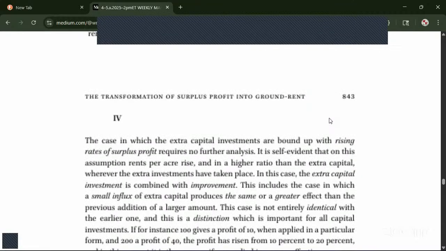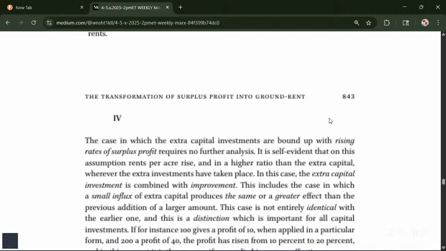4. The case in which the extra capital investments are bound up with rising rates of surplus profit requires no further analysis. It's self-evident that on this assumption, rents per acre rise, and in a higher ratio than the extra capital, wherever the extra investments have taken place. In this case, the extra capital investment is combined with improvement.